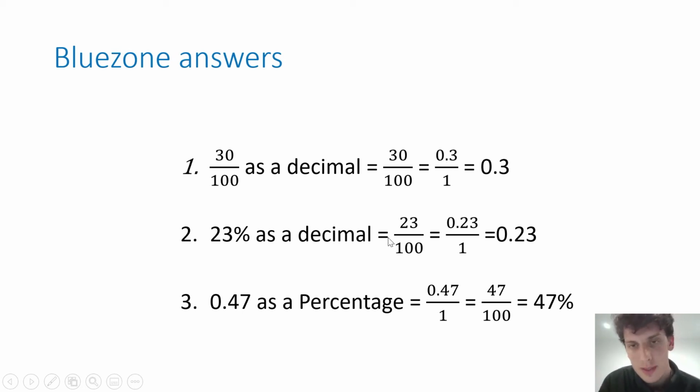23% as a decimal. 23% is 23 over 100. And for a decimal, it's got to be out of 1. So 100 divided by 100 is 1. So you've got to do the same for the top. 23 divided by 100 is 0.23.